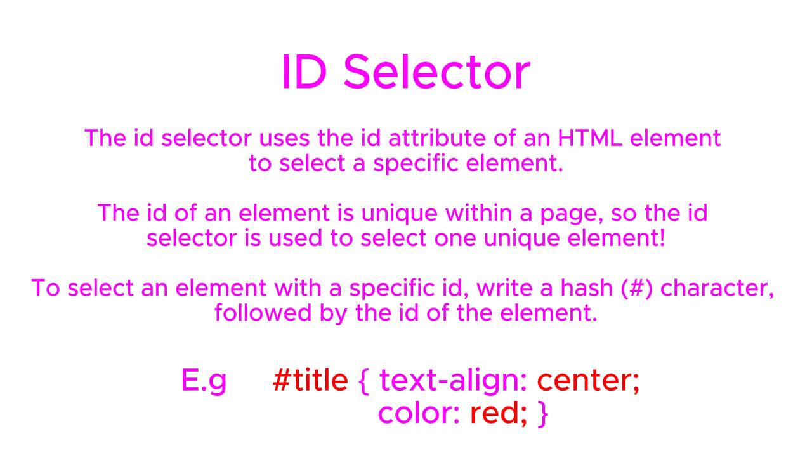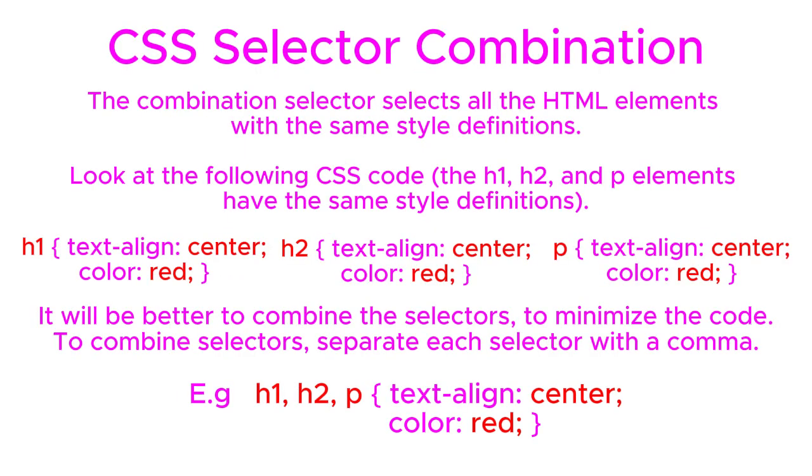Then we have the ID selector. The ID selector is more or less like the class selector. The only difference is that you can only declare an ID once, for one element, but in the case of the class, you can have as many classes as possible for a single element. So that is that about the CSS selectors. And of course, talking of the CSS selector combinations, that is when you have multiple classes combined together to give specific properties and values to a particular element. So that is that.